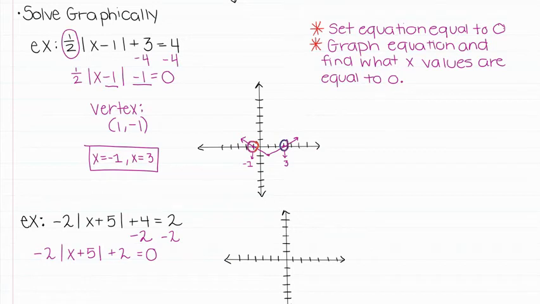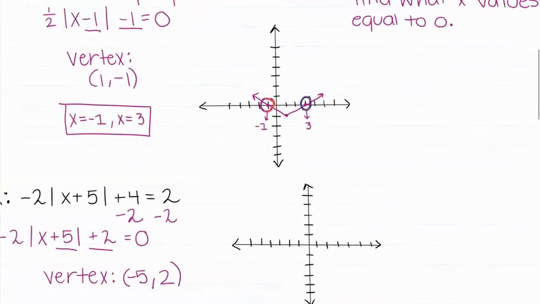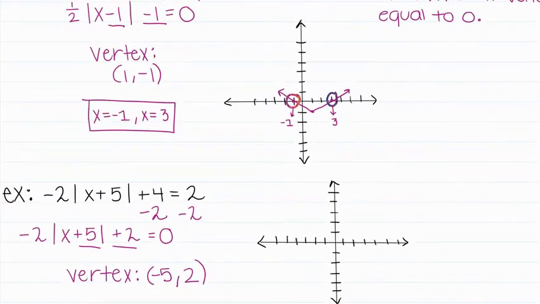So the next step after that would be to find the vertex. To find the vertex, remember we look at this piece, and it's always the opposite of what's inside. So that would make it a -5, and then it's the same as the number on the outside, which would make it a 2. So we would go to -5, so 1, 2, 3, 4, 5, and then down 2.